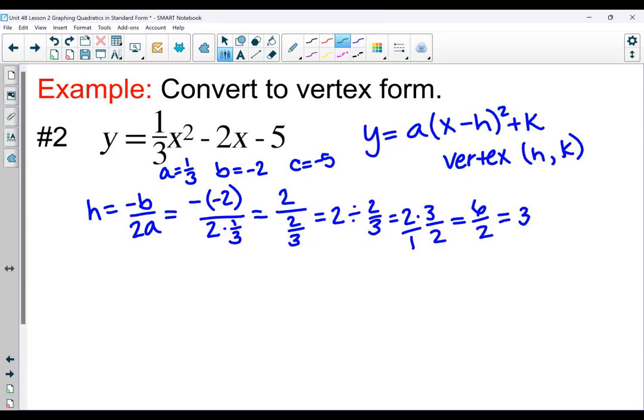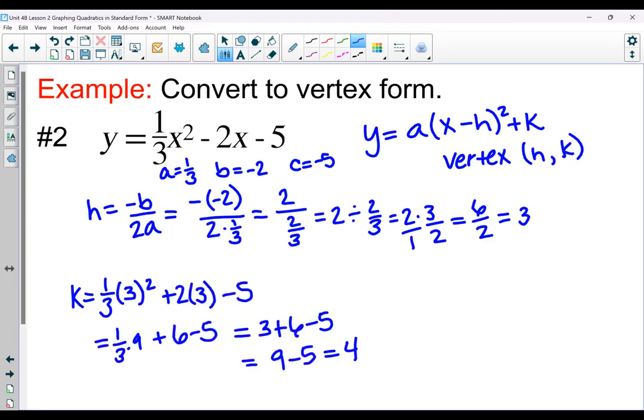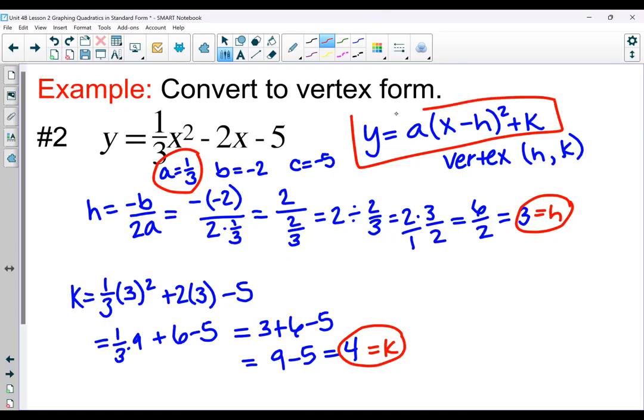All right, let's find that k by plugging back in. So our k is the y value of the vertex evaluated at 3. We find our y value is 4. So if we know that a is equal to 1/3, h is equal to 3, and k is equal to 4, we have enough information to write vertex form of this quadratic equation. Our final answer would be y equals 1/3 times (x minus 3) squared plus 4.